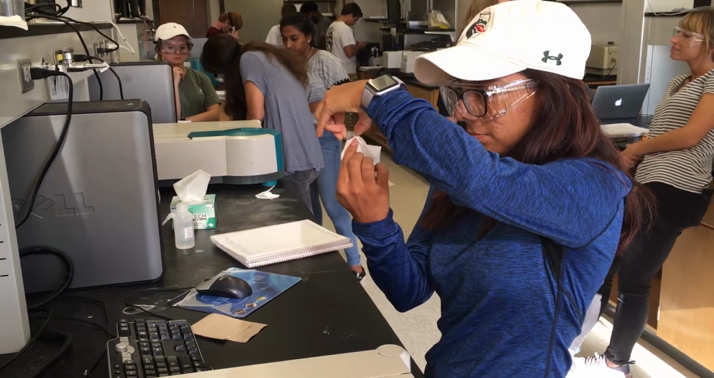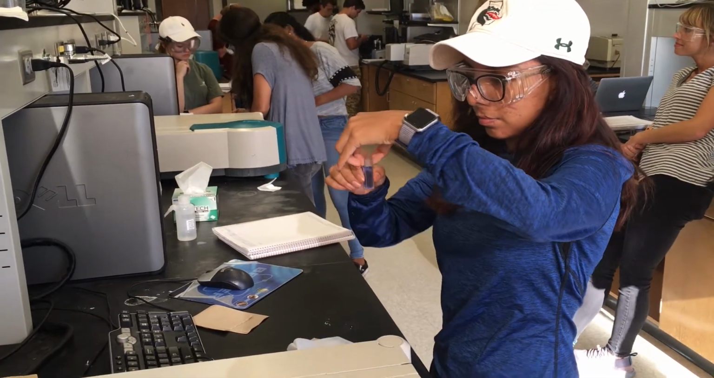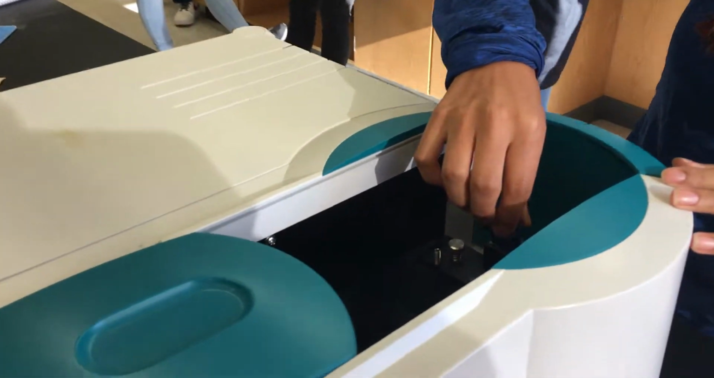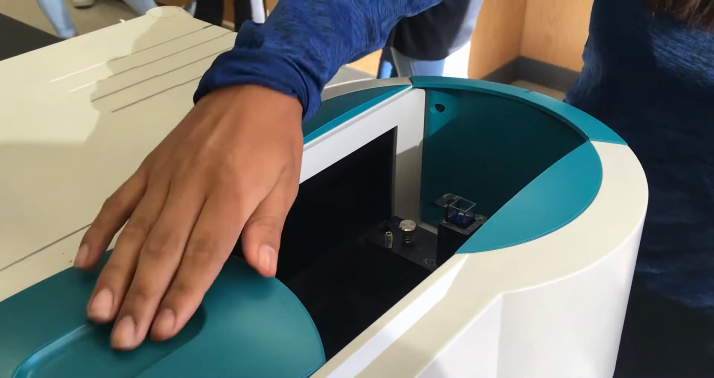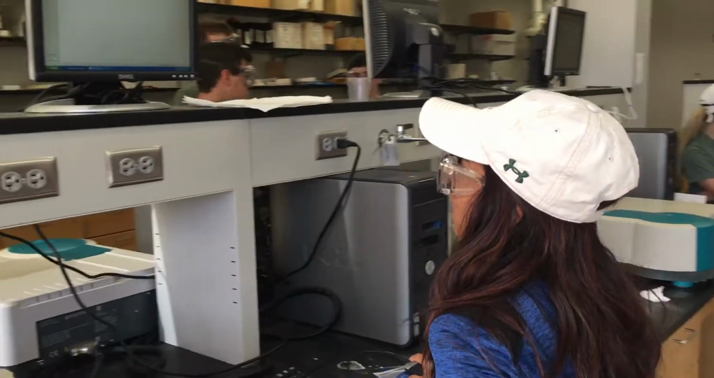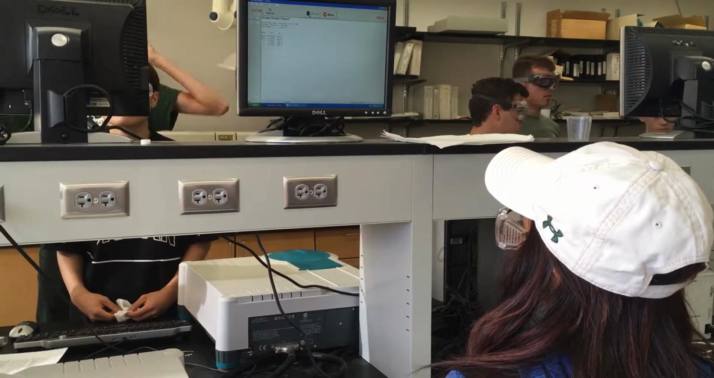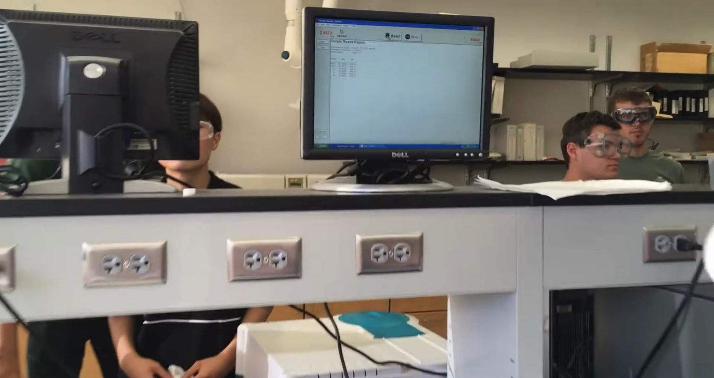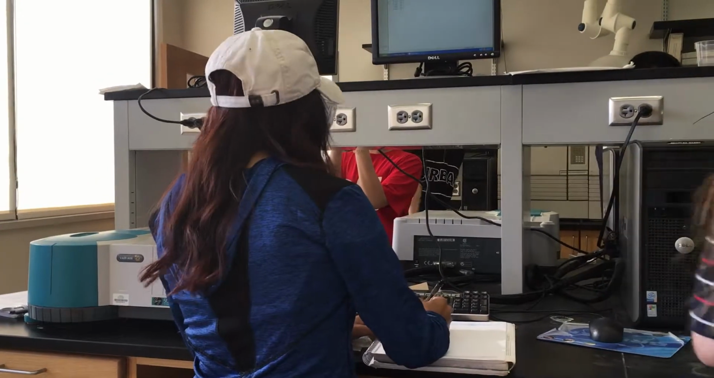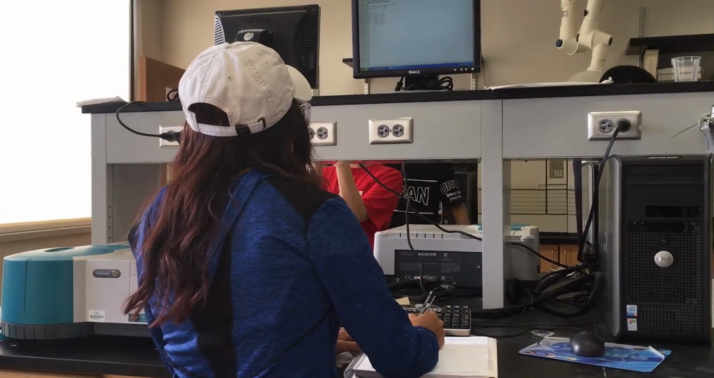Once you have recorded the absorbance of all your dilutions, use the spectrophotometer to figure out the absorbance of your unknown solution. The spectrophotometer will record all the absorbance values in the order in which you read them.